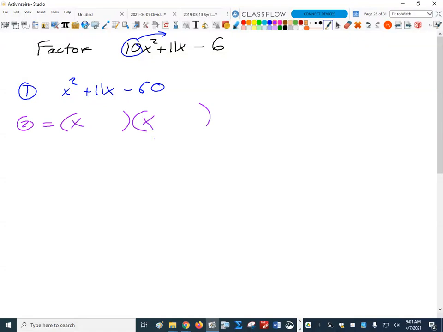So those would have to be x's. What about magic numbers? Can we find magic numbers that multiply to negative 60 and add to 11? Chloe, do you get magic numbers? There you go. Good. So we know they're opposite signs. The positive is bigger. So positive 15 and negative 4. Very good.